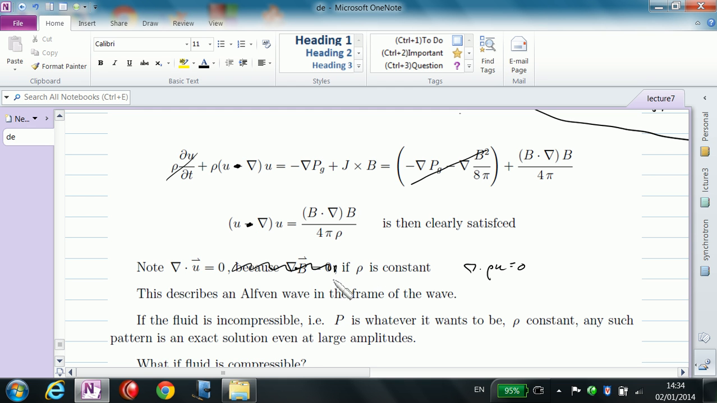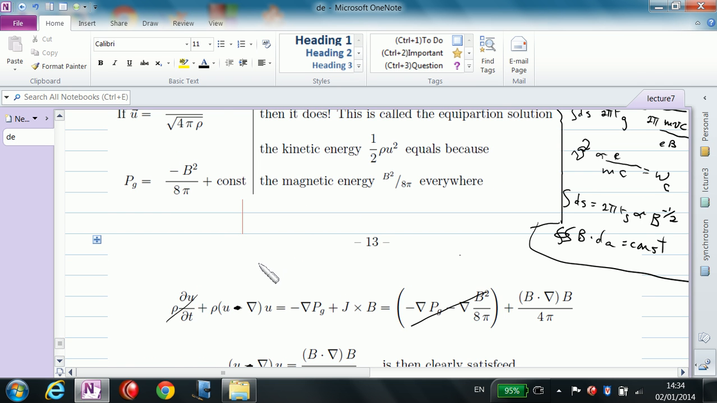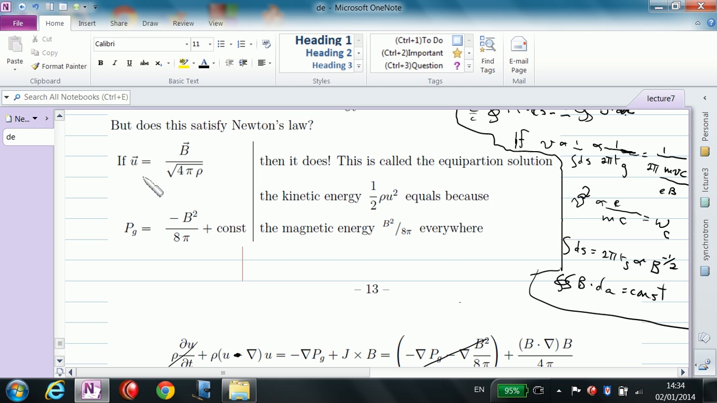Now, if the fluid is incompressible, P can be whatever it wants to be, and rho can be constant. So we can pick this solution and not have to worry that P_G wasn't proportional to rho to some power. See, what we have not solved here is the equation of state. If I put the equation of state in, P proportional to rho to the gamma, we didn't solve that.